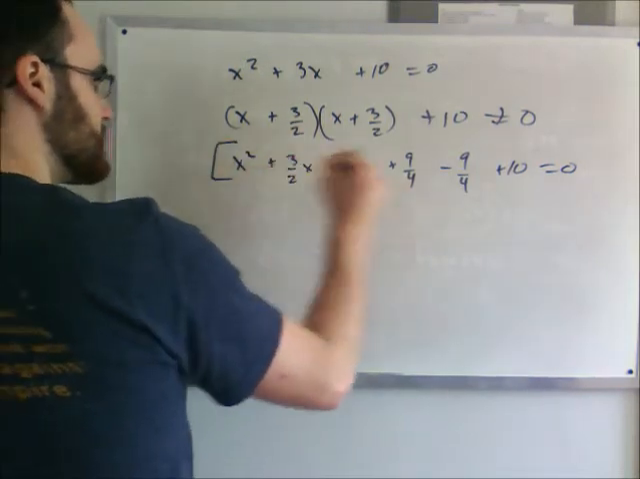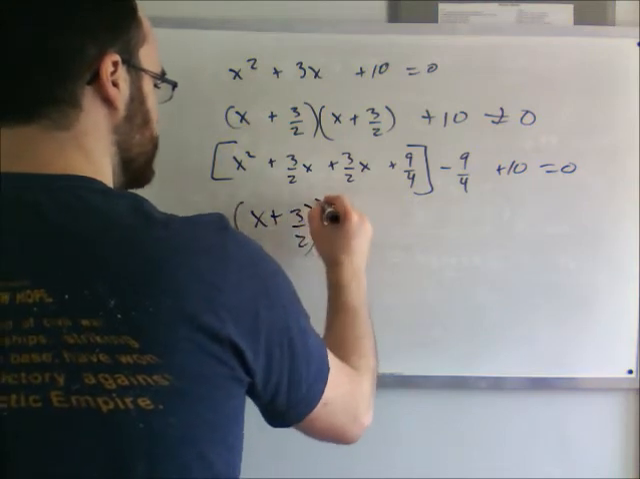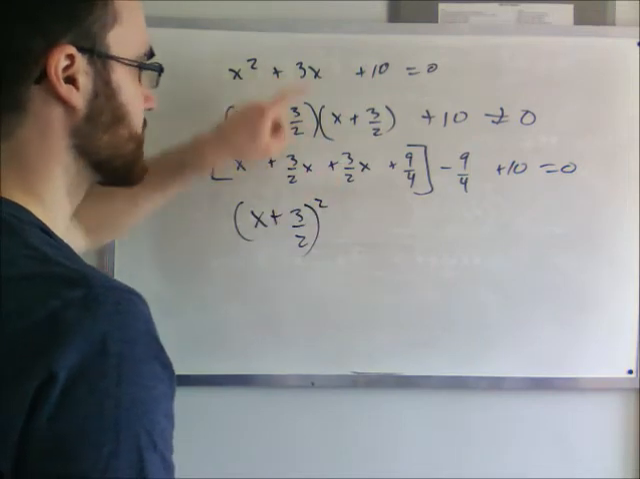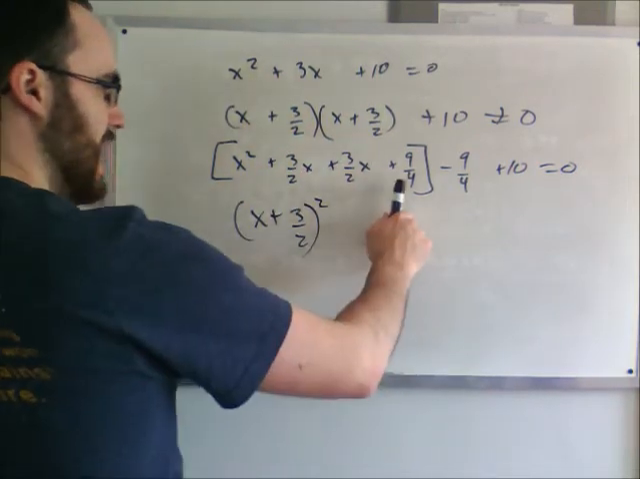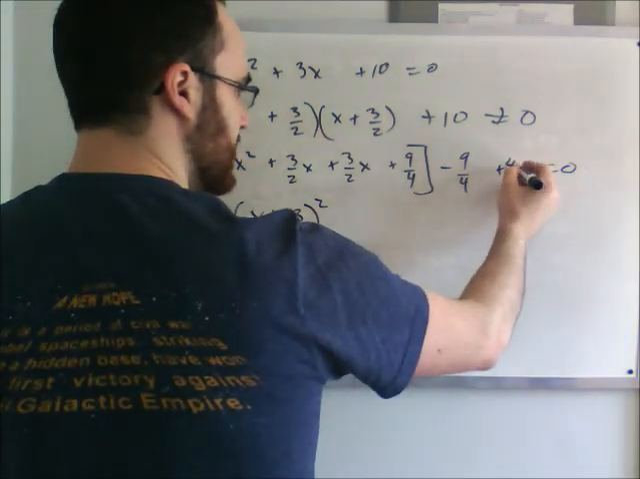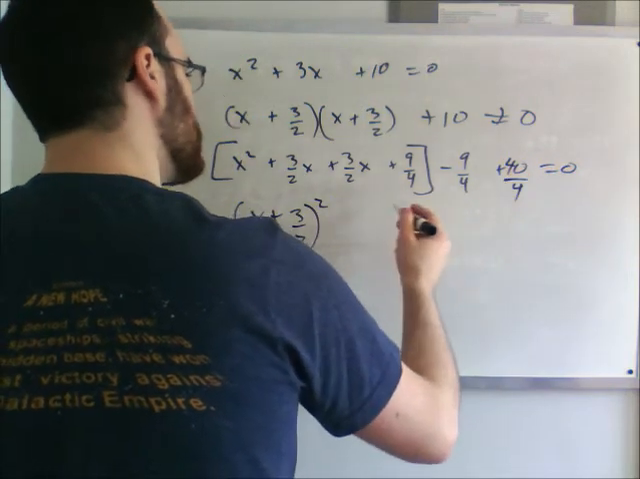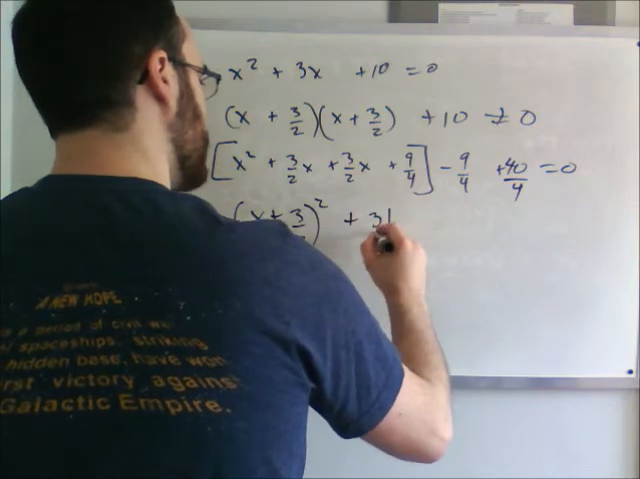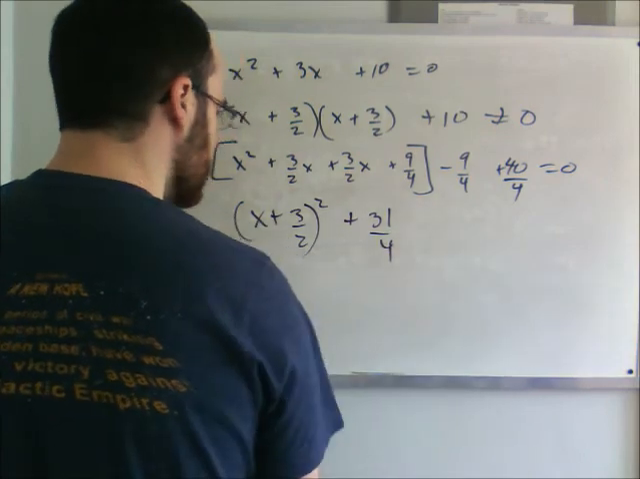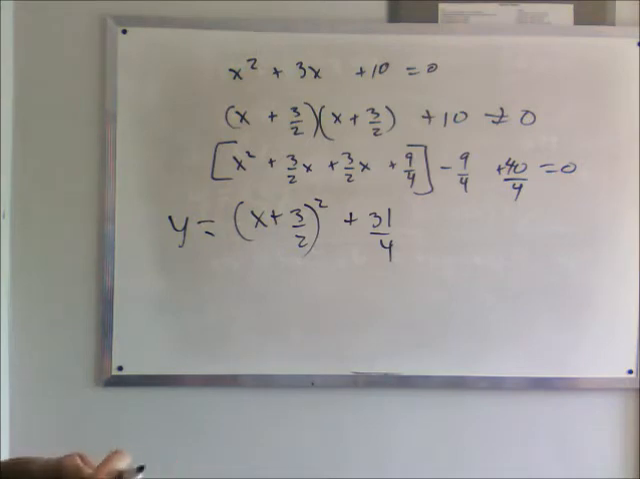So let's talk about just this section here. So this is x plus 3 over 2 squared. And the reason it worked out is because 1.5x plus 1.5x is 3x. That's why that works out together. And I had to add this 9 over 4, so I have to subtract the 9 over 4 at the same time. So 10 is 40 over 4. So we're going to have minus 9 plus 40, which is plus 31 over 4, which equals 0. Usually it'll equal y equals that, and then we could graph this again. But that's the basics of how to complete the square.